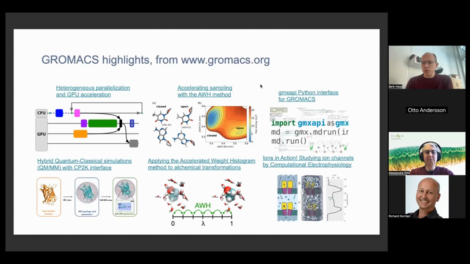So those are the major features we have. There are many more small features, but these are the features that are highlighted on the GROMACS website, which you can have a look at to learn more about those.